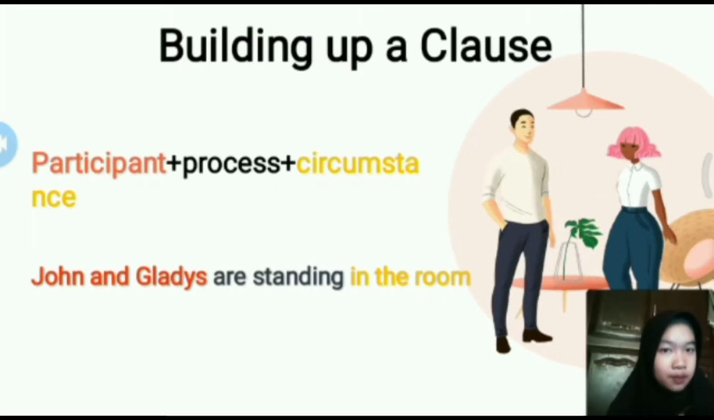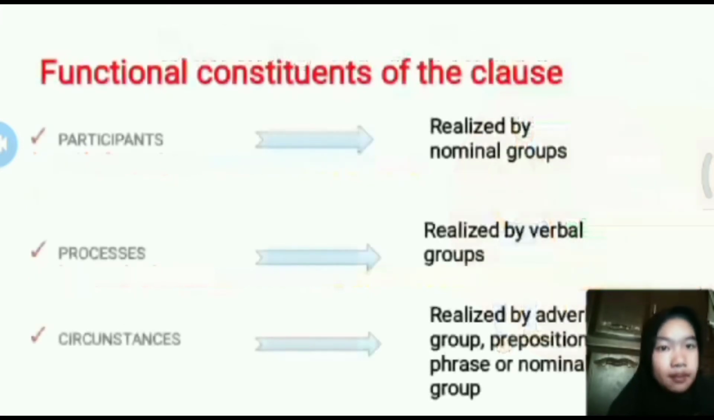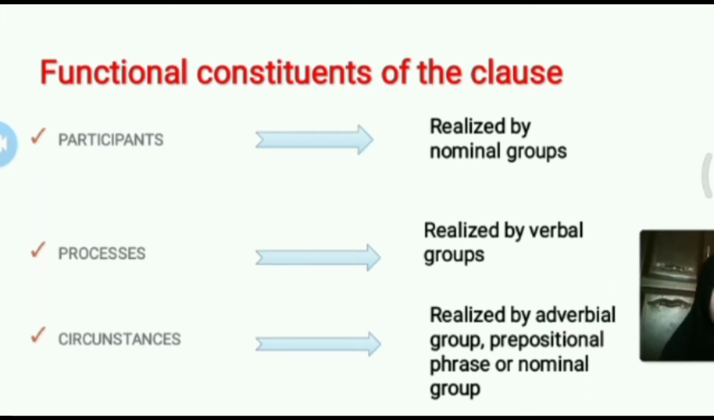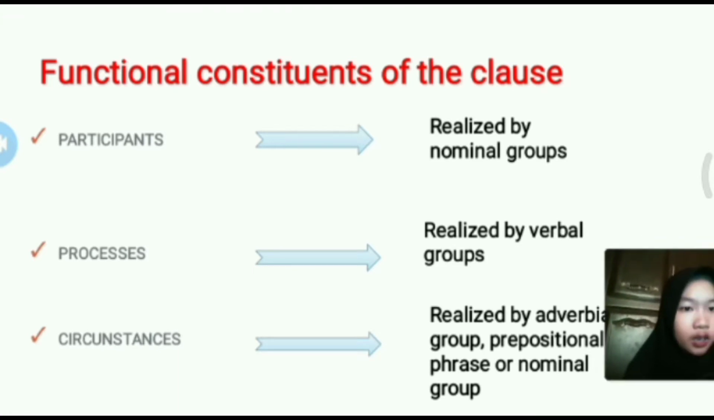Building up a clause. A clause consists of participant, process, and circumstances. For example, John and Gladys are standing in the room. John and Gladys are the participants, are standing is the process, and in the room is the circumstance. How to determine the participants, processes, and circumstances? Participants rely on nominal groups. Processes rely on verbal groups. Circumstances rely on adverbial groups, prepositional phrases, and nominal groups.